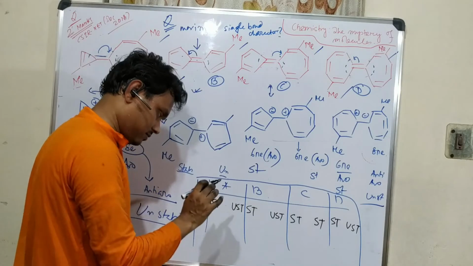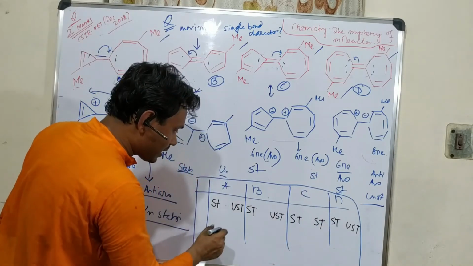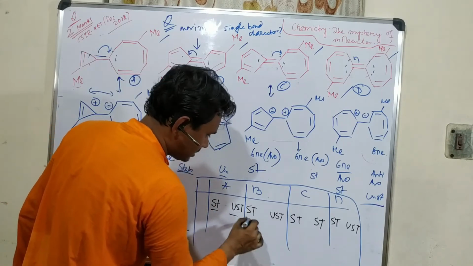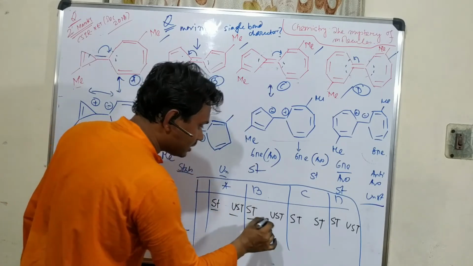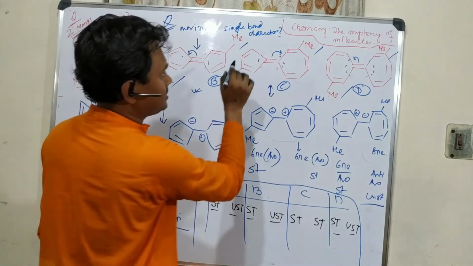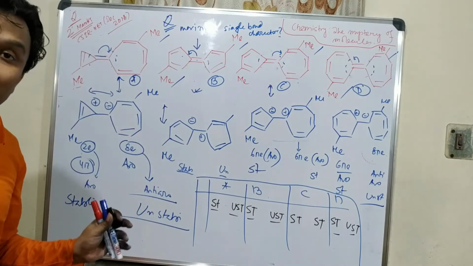UST means unstable, ST means stable. Or this could be reverse. What I mean is that one part is stable, one part unstable. So in case of A, 1 unit stabilization, 1 unit destabilization, so net almost nothing. Only in one case both sides stabilization is possible, that is C. Okay. So in this way, actually this problem is not difficult.